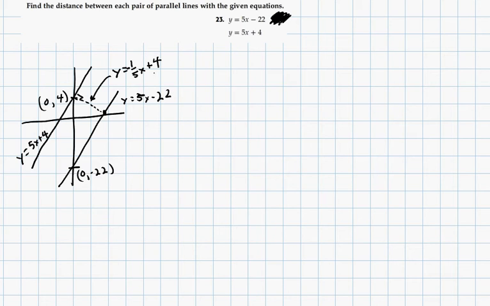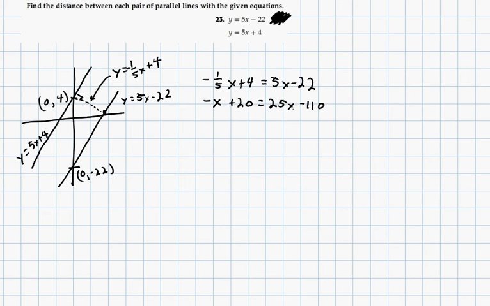So now I need to find out where these two lines, y equals negative 1/5 x plus 4 and y equals 5x minus 22, cross. To do that, we set them equal to each other. Notice they're both equal to y, so we can set them equal to each other. Negative 1/5 x plus 4 equals 5x minus 22. And then to solve this, I don't like to use fractions, so I'm going to multiply everything by 5. That gives me negative x plus 20 equals 25x minus 110.